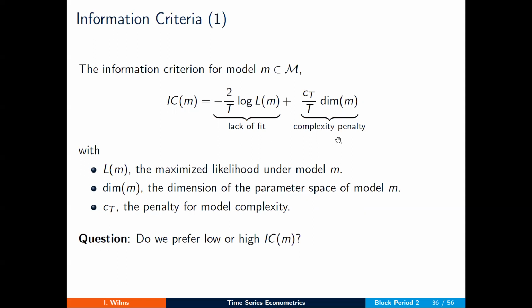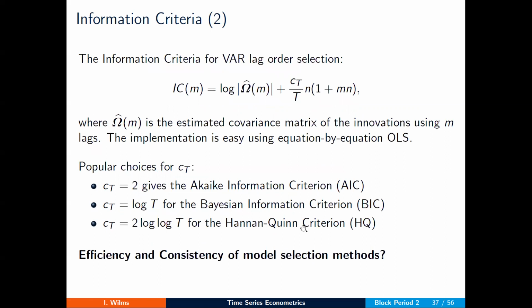But of course, more parameters make the model more complex. So the penalty term increases for more complex models. An information criterion then makes a trade-off between both terms and picks the model out of a set of candidate models with the lowest value of the information criterion, which then best balances these both terms. For the VAR model, the information criterion for lag order selection takes on this simple form.